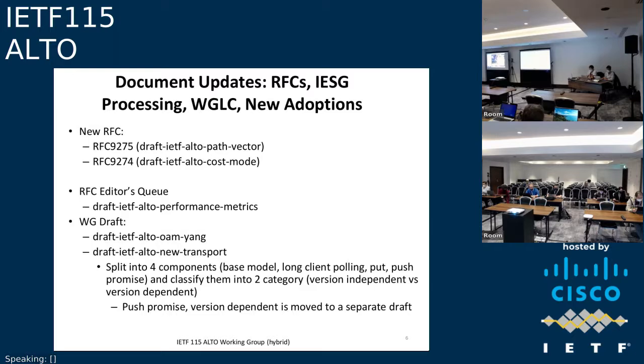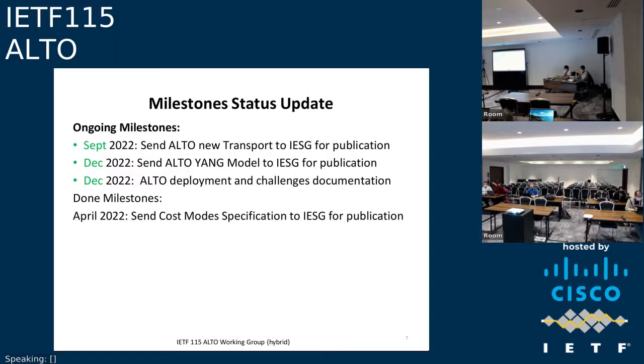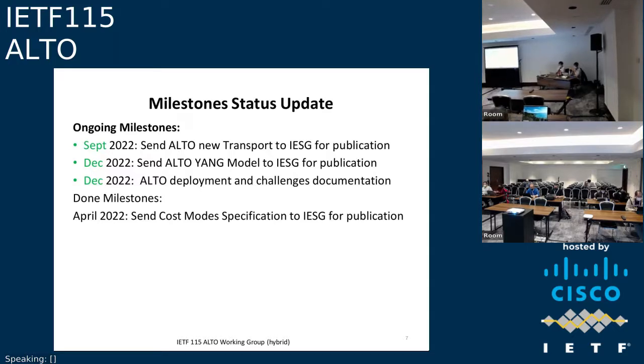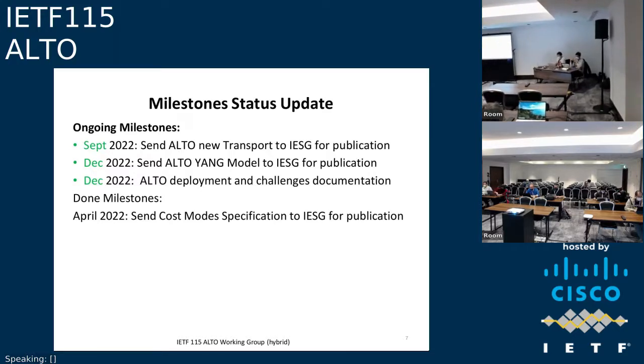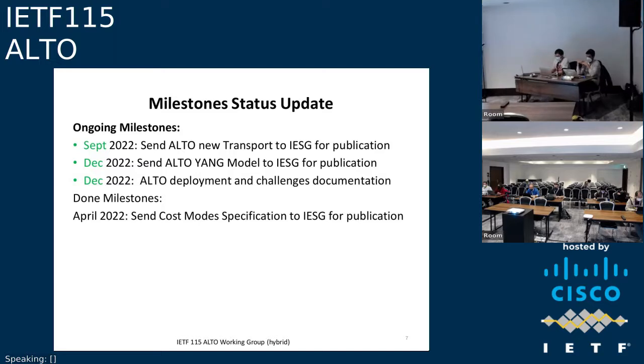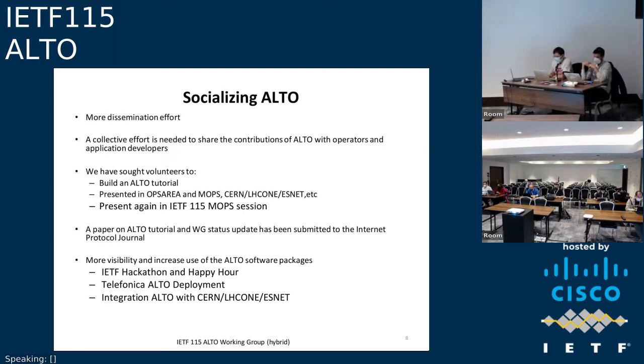The second is ALTO new transport. Based on the discussion in the last IETF meeting, we considered splitting it into 4 components. So we will give an update on where we are and how we can move forward. The milestones have no change, but I just want to remind that the first ALTO new transport milestone is already lagging behind.